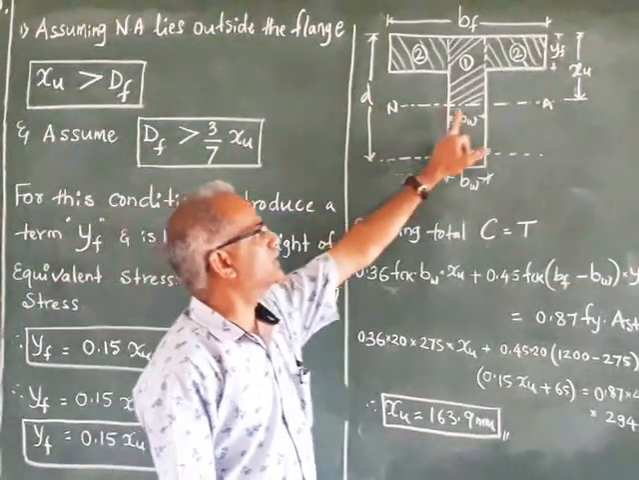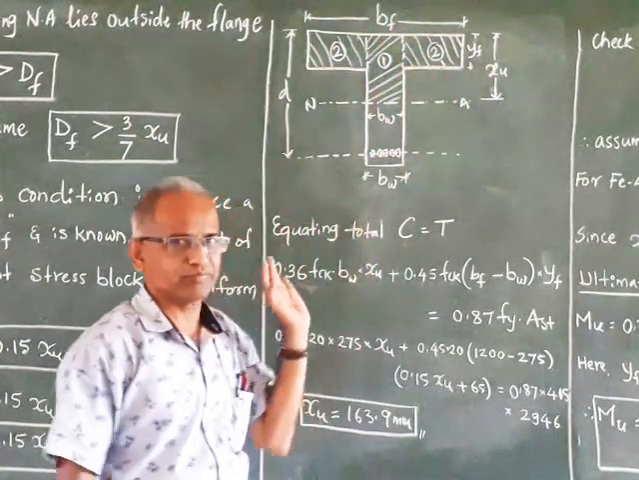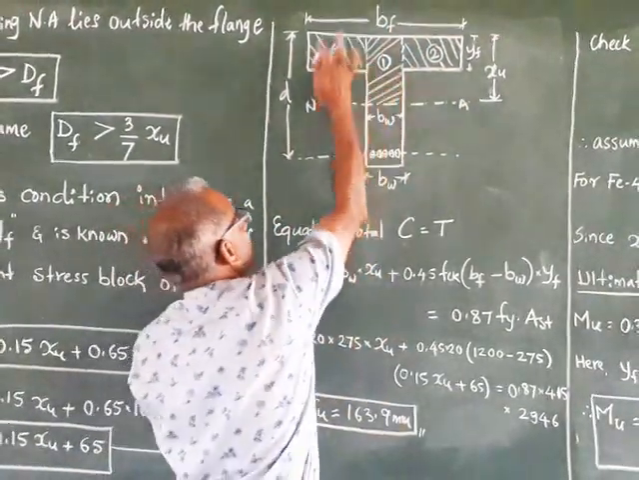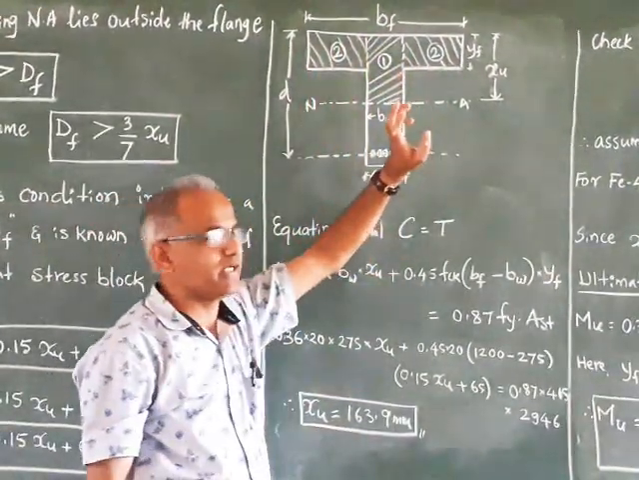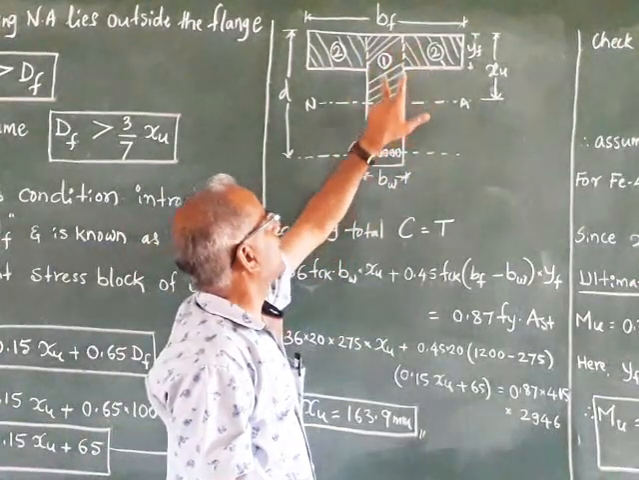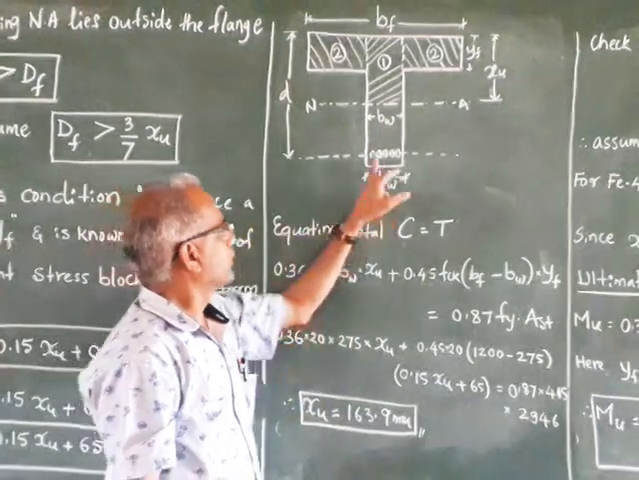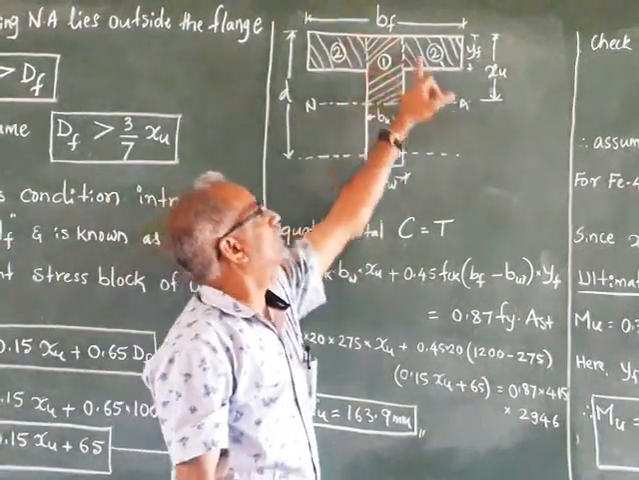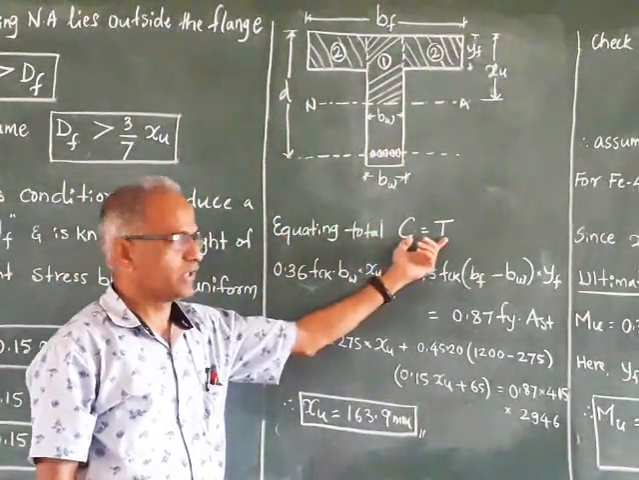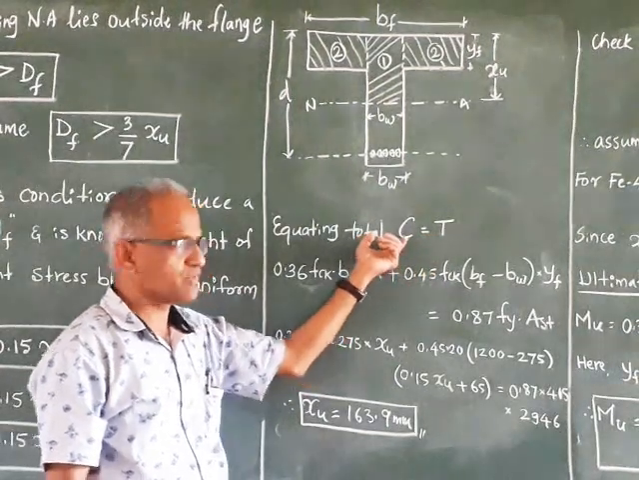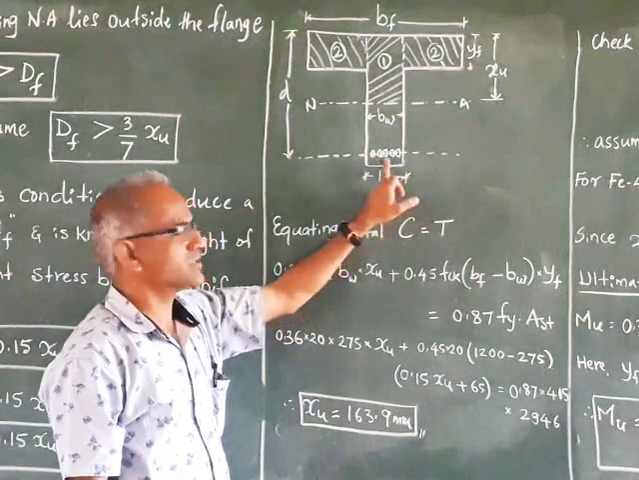We are assuming neutral axis outside the flange, that is XU is greater than DF. So for this condition, above this portion is the compression zone, and this compression zone is divided into two rectangles. This is rectangle 1 and these two are rectangle 2. Now this is tension and this portion is compression zone. Now equating total C is equal to total T, that is total compressive force in this portion is equal to total tensile force in this steel.